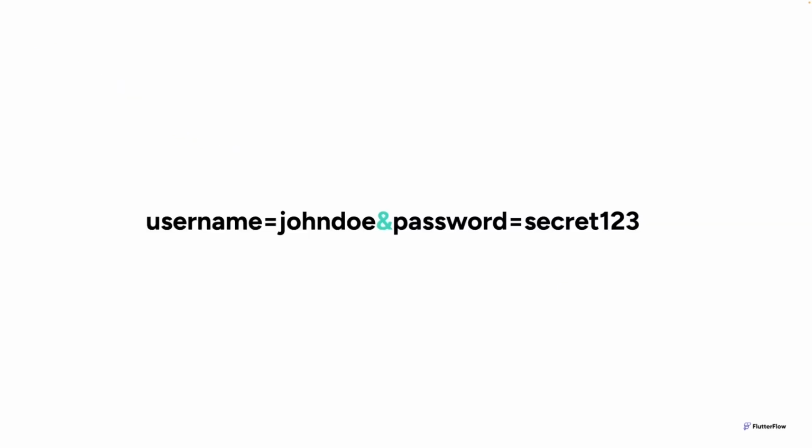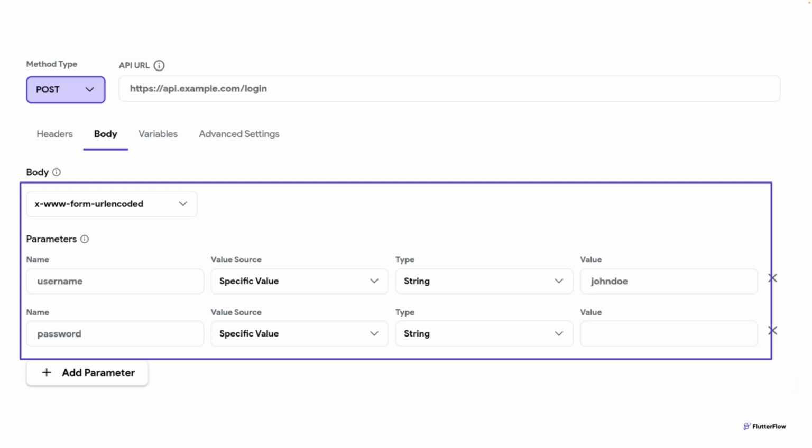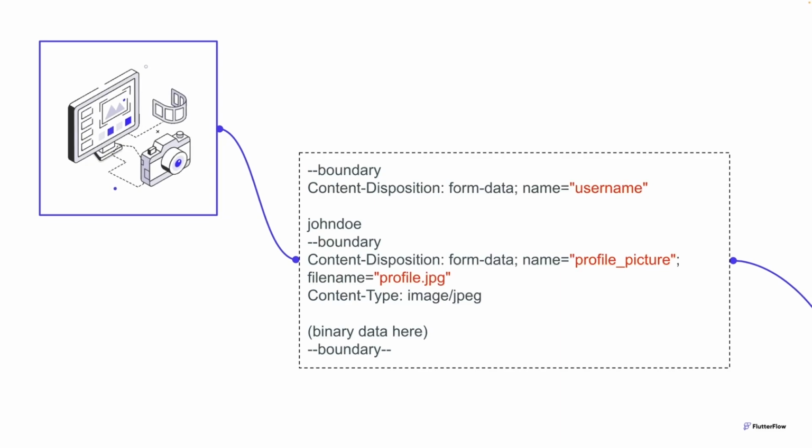Next, we have form URL encoded, often simply called URL encoded. This format is used primarily in web forms. Here, data is encoded as key value pairs separated by ampersands and is URL safe, meaning it can be easily transmitted over the web. Imagine you are submitting a login form. The username and password would be encoded like this. Each key value pair is encoded like query parameters in a URL. This compact form works well for simple data submissions, especially when the data is small and doesn't include files or binary data.